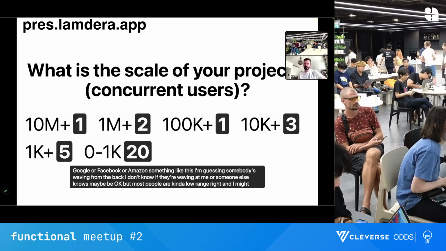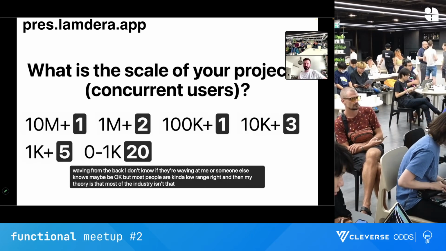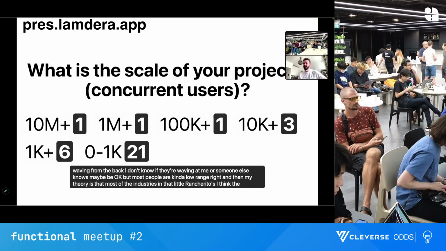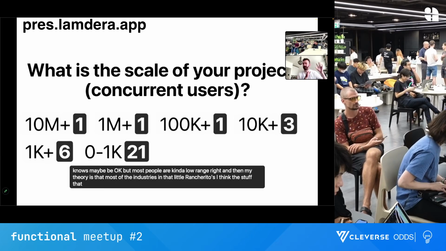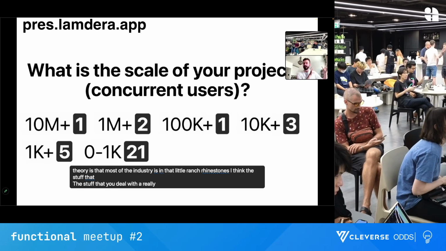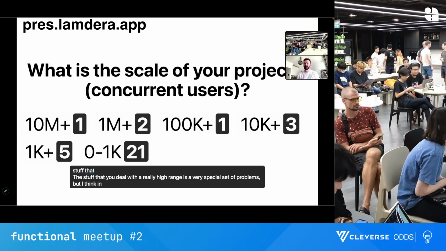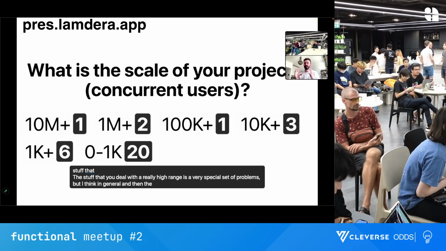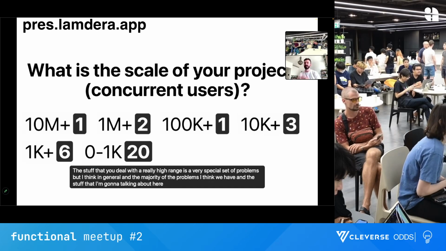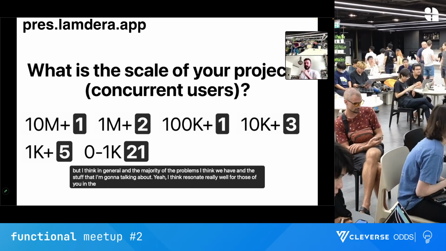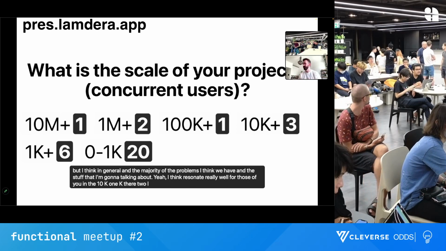But yeah, okay. But most people are kind of in the lower range, right? And my theory is that most of our industry is in that lower range, right? So I think the stuff that you deal with at the really high range is a very special set of problems. But I think in general, the majority of the problems we have, and the stuff that I'm talking about here, resonate really well for those of you in the 10K, 1K, 0 to 1K range.